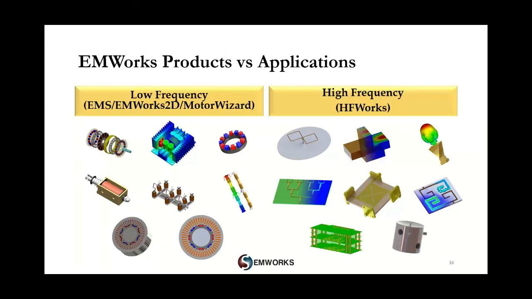Now let us do a quick recap on EMWorks products and their related applications. We can divide EMWorks offerings into two categories: applications related to low frequency simulation and applications related to high frequency simulation. Within the low frequency category, we offer three products: EMS 3D, EMWorks 2D, and Motor Wizard. These products can be used to design and simulate applications like cables, insulators, bus bars, magnet arrays, eddy current braking systems, wireless charging devices, transformers, and electrical machines. Within the high frequency category, we offer one product known as HFWorks. This product can be used to design and simulate high frequency applications like antennas, waveguides, filters, resonators, connectors, etc.